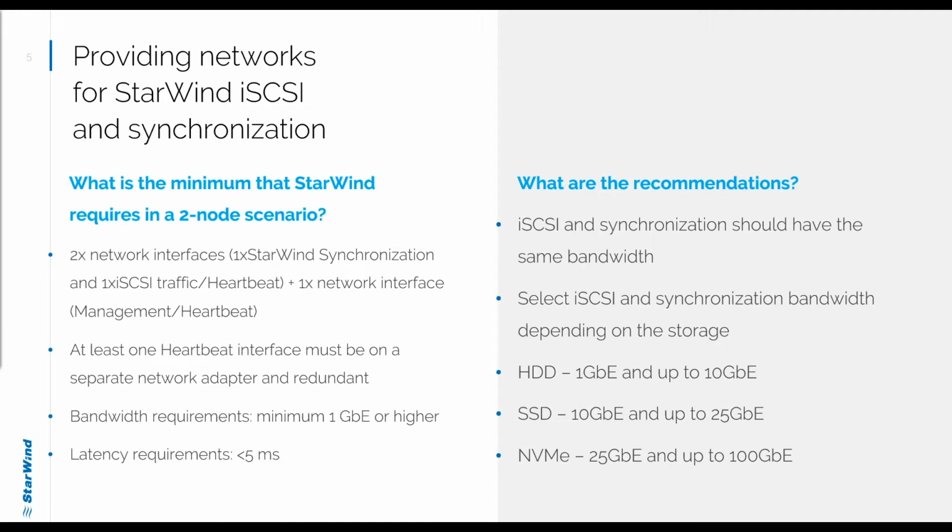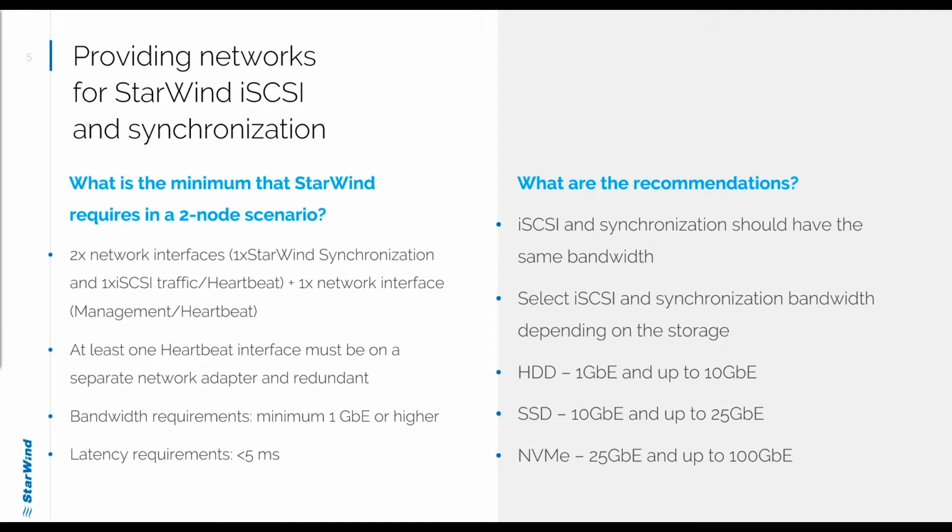And of course, we do recommend selecting iSCSI and synchronization bandwidth depending on the storage. So for HDDs, we can start with 1 GbE, and maybe 10 GbE will be enough for HDD performance for iSCSI and synchronization. Again, for StarWind, the minimum recommendation is just 1 GbE. For SSDs, we recommend starting from 10 GbE and up to 25 GbE networking cards.